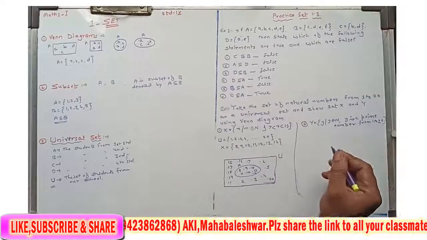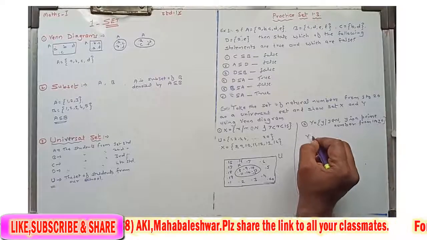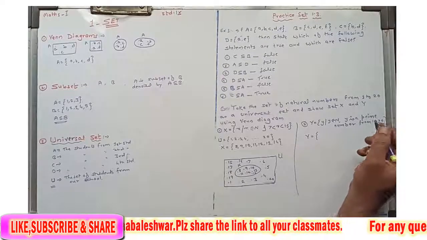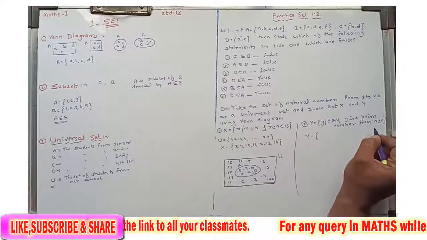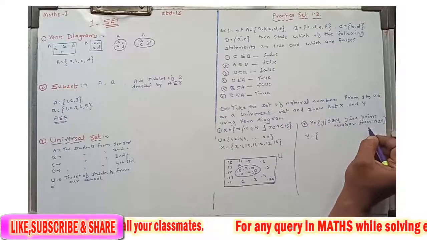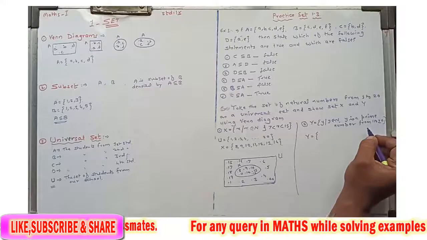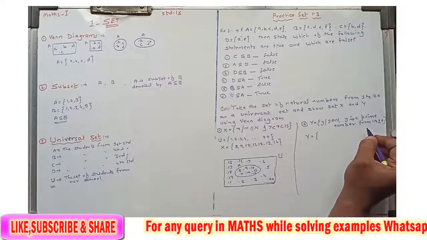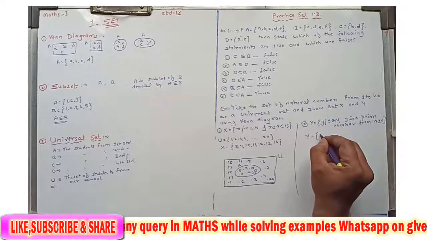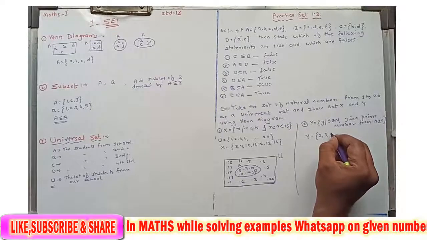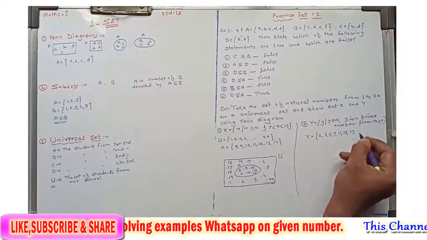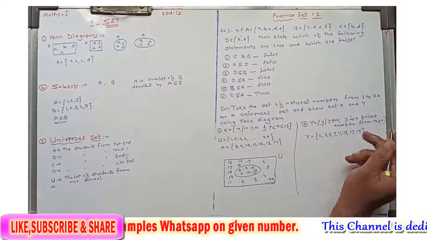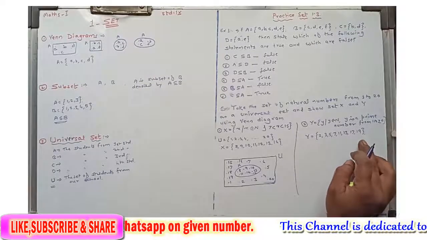Okay, same we have to write this set Y in listing form. So y belongs to N, y is also a natural number, and y is a prime number from 1 to 20. A prime number is a number that comes in its own table, and the first prime number is 2. So 2, 3, 5, 7, 11, 13, 17 and 19. These are the prime numbers from 1 to 20.